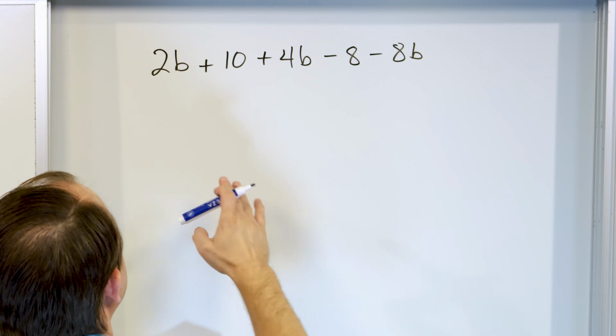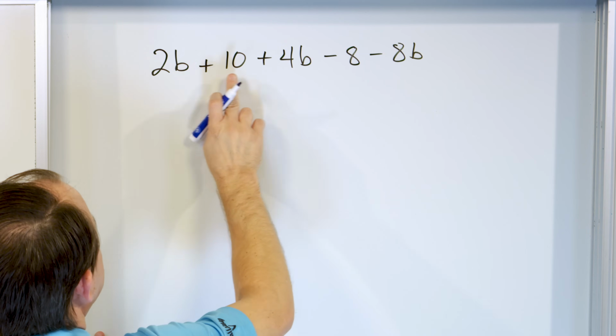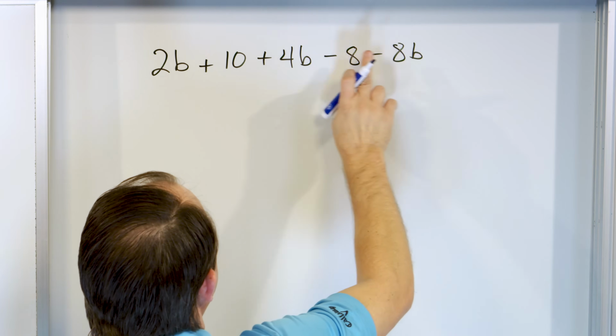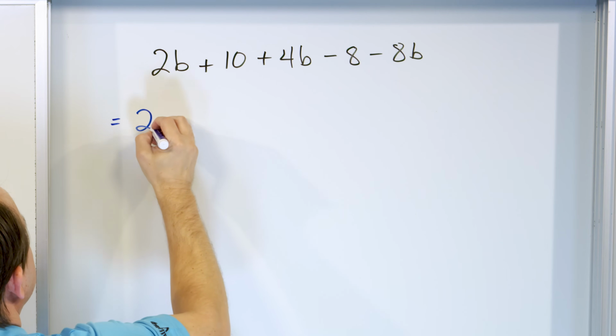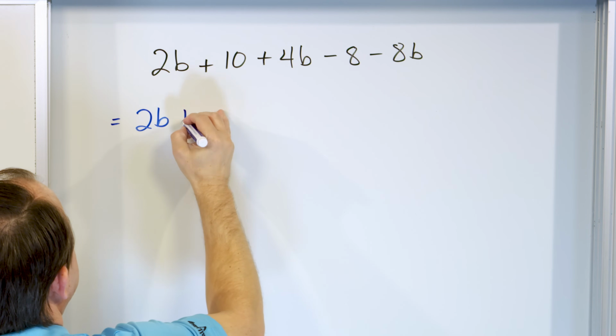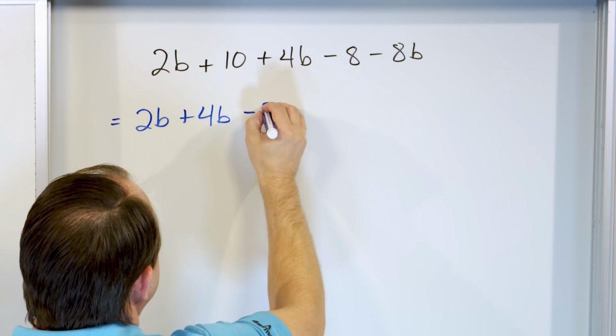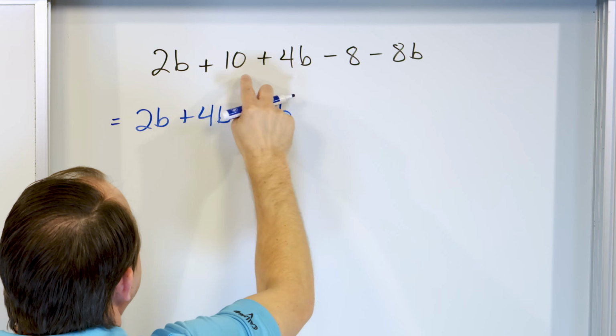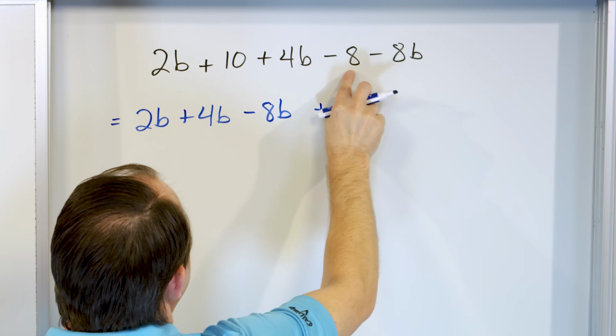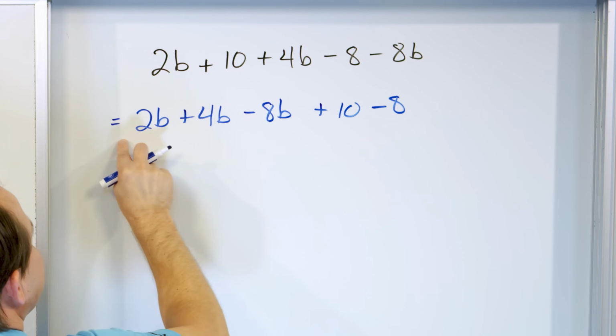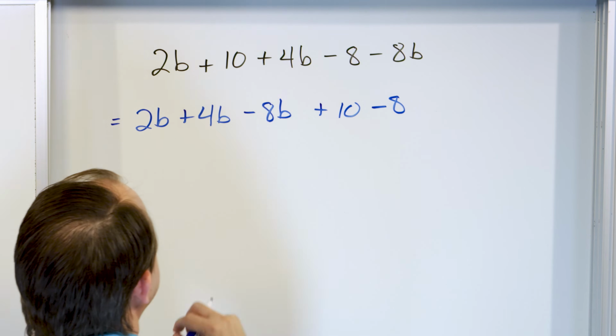All right, let's group all the like terms. This is a like term, this is a like term, this is a like term because all the variables are the same. So 2 times b plus 4b, and then minus goes with it, 8b. And then we have the plus 10, and then we have the minus 8. And now we've grouped all our terms together that are the same, and all of these are the same.